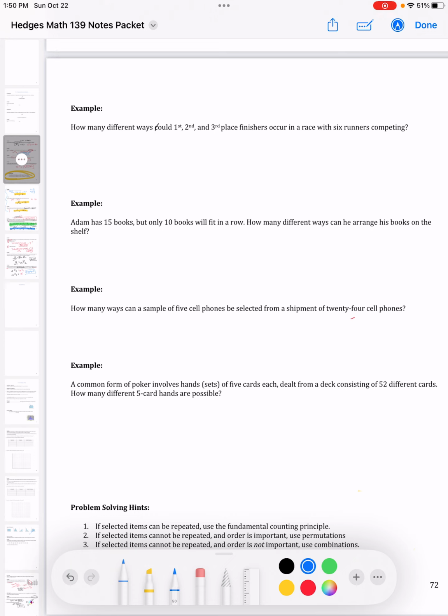So we know how many different ways could we have first, second, and third place finishers occur in a race. This tells me right here that order matters. First place is different than second place. One person gets gold, another person gets silver. So this is a time when order matters. When order matters, I'm going to use a permutation. So this is going to be a P, and we're going to type it in the way that we practiced in class. So if we type that in, we get out 120.